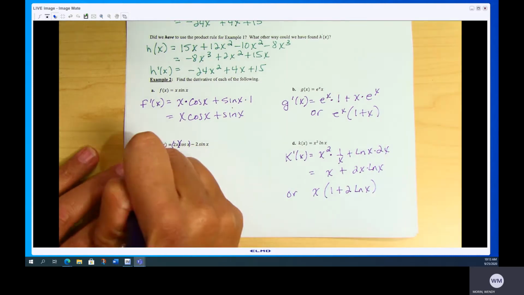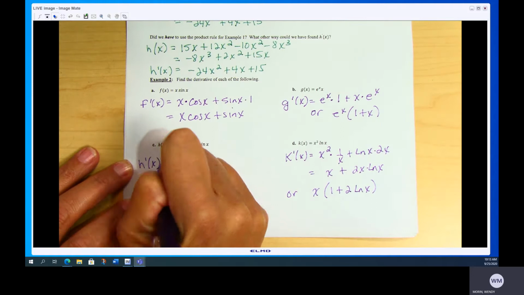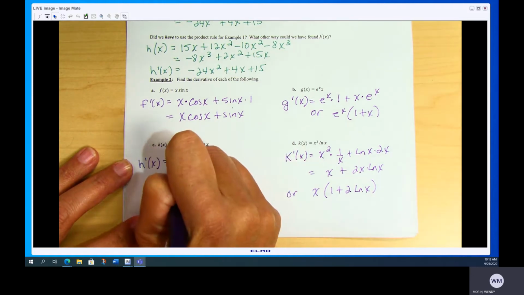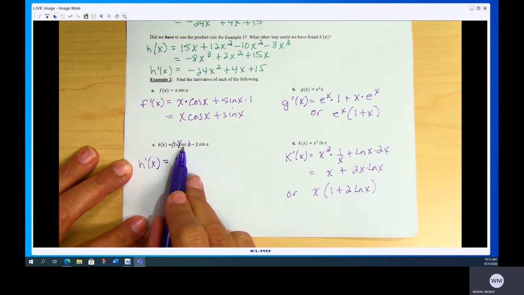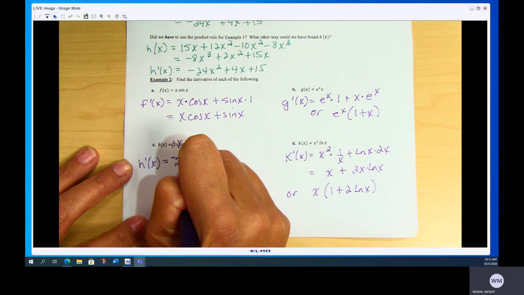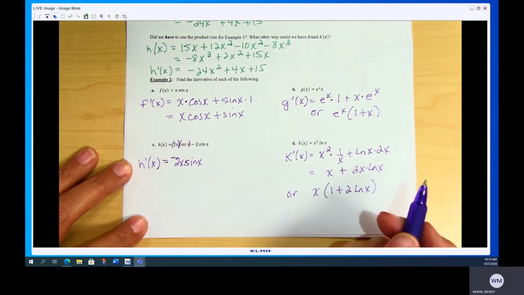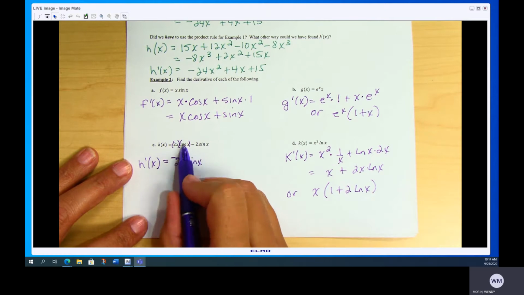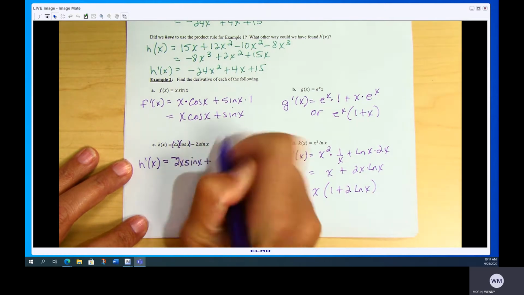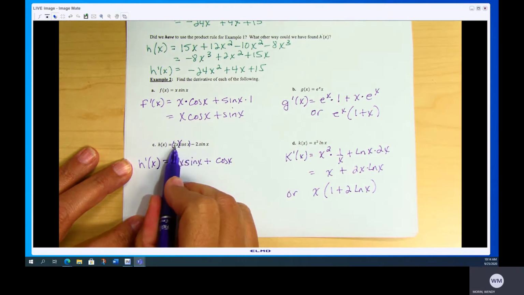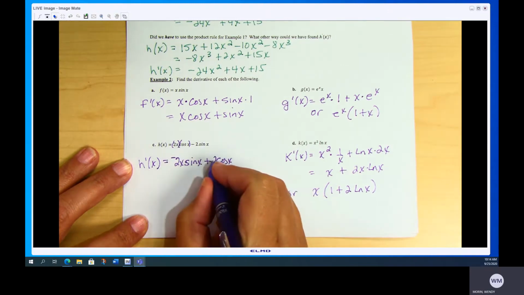And now let's check your answer. H prime of x equals the first times the derivative of cosine. Negative sine x. Are you okay with me putting that negative in the front? First times the derivative of the second plus the second times the derivative of the first. I'm just going to put that in the front.